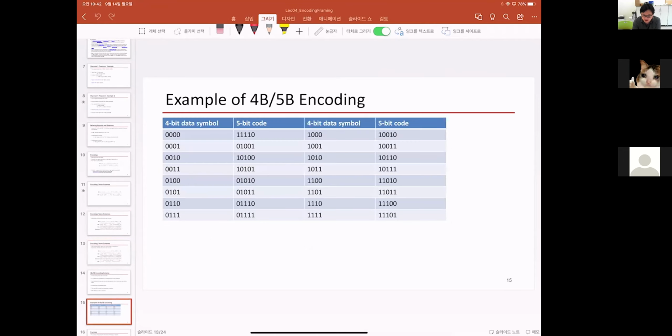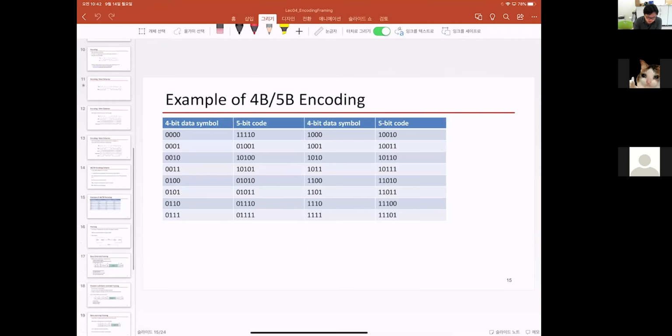Then we talked about the 4B/5B encoding. Why is it necessary? Because some of the patterns are very susceptible, like 00000, five times a 0. What is this pattern? Something like this. So we have to eliminate those patterns, and then we have to have some overhead.